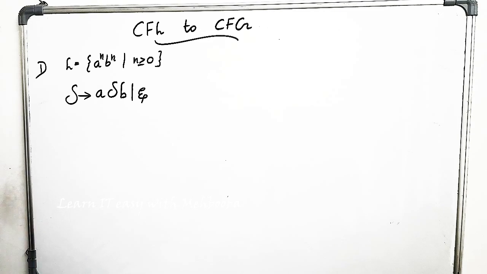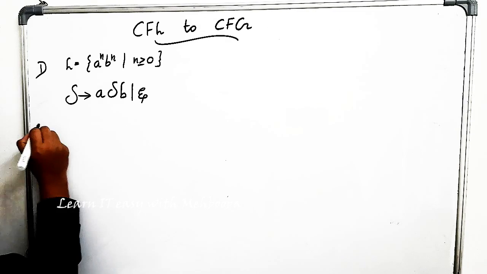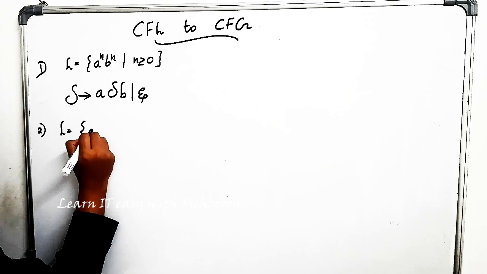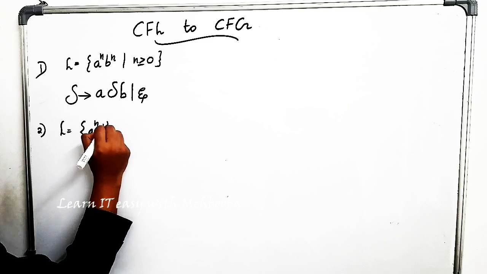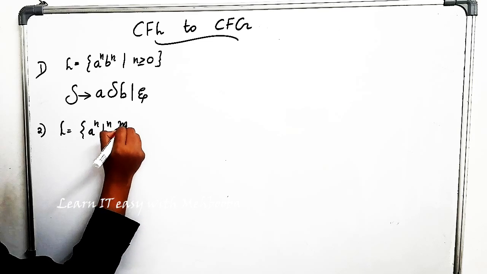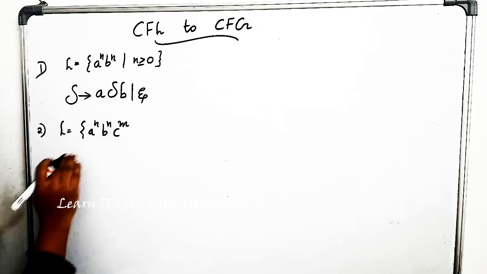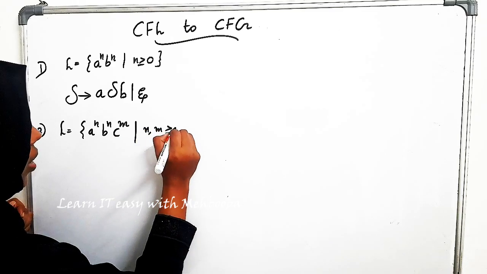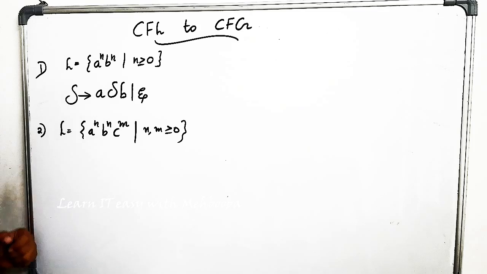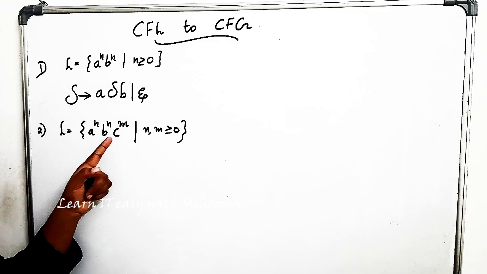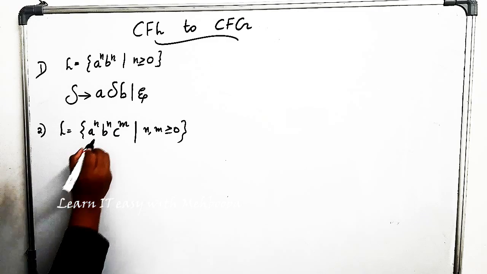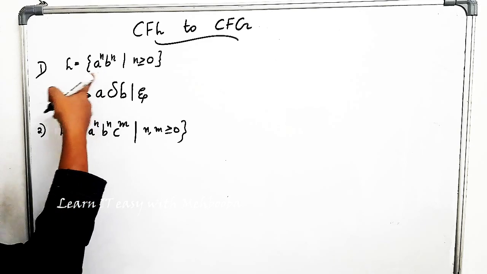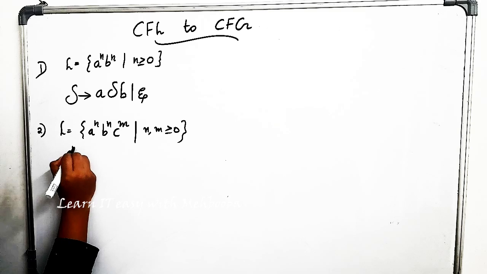So our next example is L equals A raised to N, B raised to N, C raised to M. Here N and M can be greater than or equal to 0. It can be anything. See, A raised to N, B raised to N has already been designed.